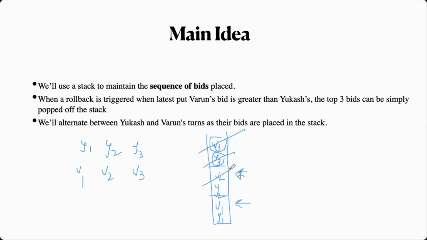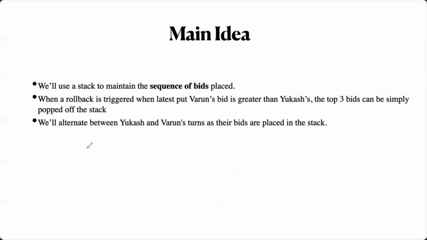Since Varun's bid was always at the top when the loop ran once, this helps us in the popping. Popping 3 bids ensures that we pop 2 of Varun's bids and 1 of Yukash's bid. Now, since there are no more elements present, we cannot insert any more elements in the stack, and the topmost element of the stack, that is Y2, is the answer, that is the winning bid. So moving on.